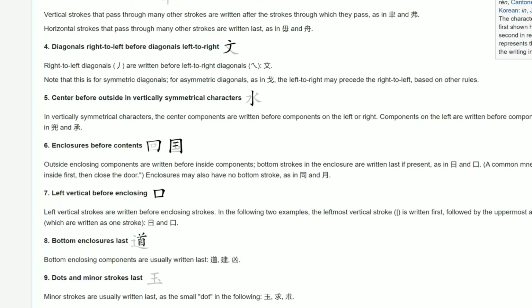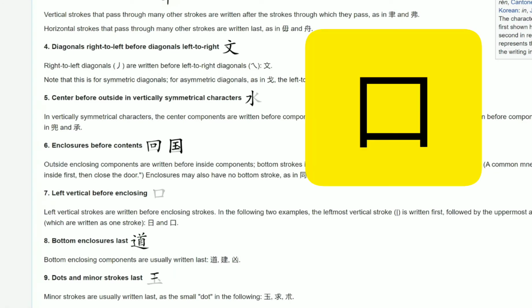Now let's look at number 7, left vertical first, before enclosing. Let's look at the animation again. So the left vertical first. Left first, and this bit, and then you close it.